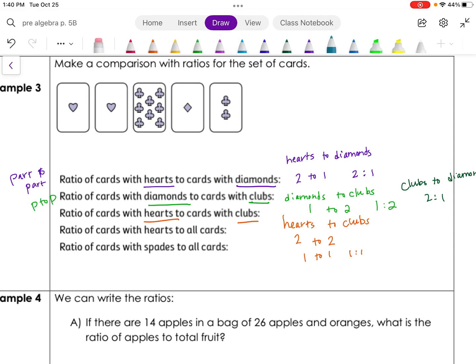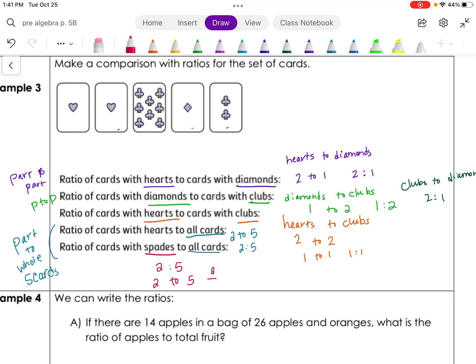So 2 more, these last 2 are talking about the ratio to all cards, so these are part to whole. What's our whole? We have 1, 2, 3, 4, 5 cards. So if we want the hearts to all cards, we have 2 hearts to 5 cards, or 2-to-5. And then we have the ratio of spades to all cards. Well, we have 2 spades to 5 cards. So again, that's 2-to-5.